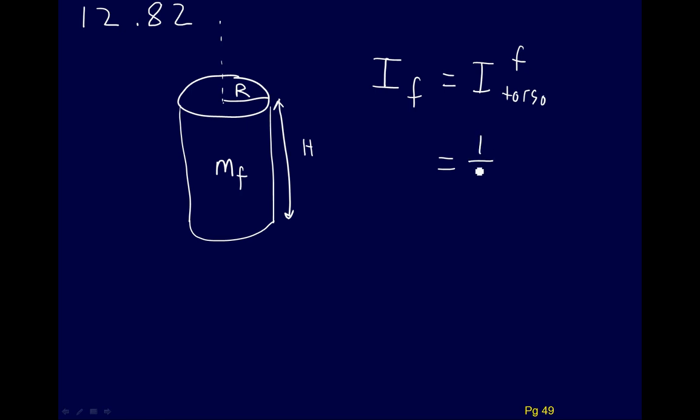And so in this case, if you look up cylinder in your book on page 318, you get 1/2 m r squared. So it's 1/2 the mass final times r squared. So you don't actually need the height. It's kind of just some extra information there. So in the final case, that's how the ice skater looks.